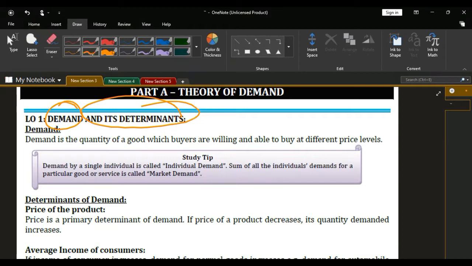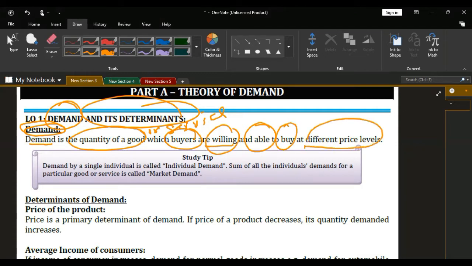Let's start. What is demand? Demand is the quantity of a good or service which buyers are willing and able to purchase at different price levels. So in order to make a demand for a good, two criteria must be fulfilled.